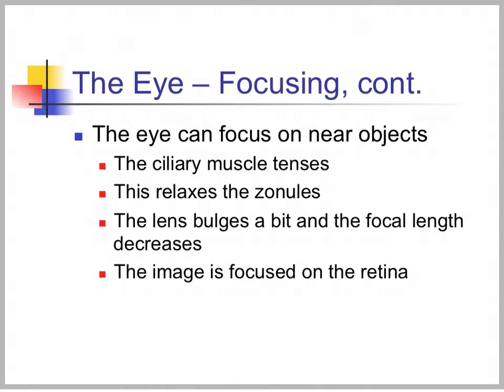We can also focus on nearby objects where the ciliary muscle tenses and it relaxes the zonules. The lens bulges in the middle, and the focal length decreases. And so we get the image focused on the retina.